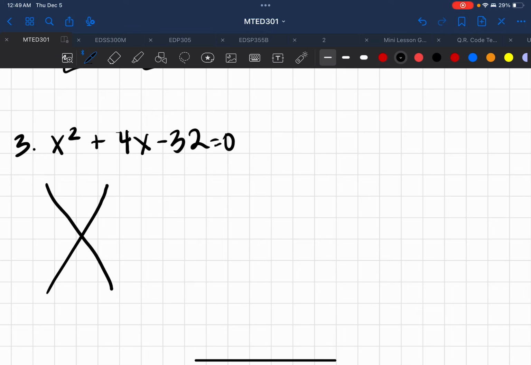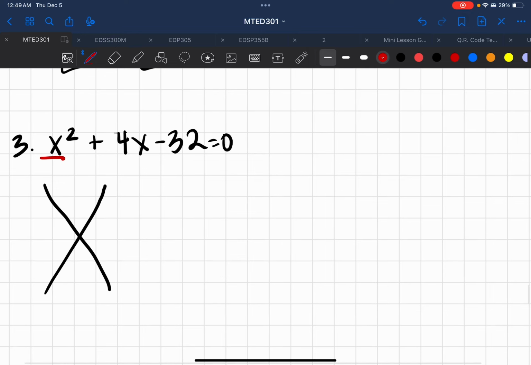When doing this X method, I usually like to come and label what I know. My A, my B, and my C. My A is that first term, which is just going to be 1. My B is that middle term, which is just going to be 4. And my C is my constant, which is just going to be my negative 32.